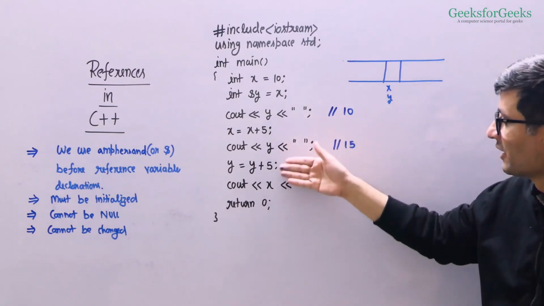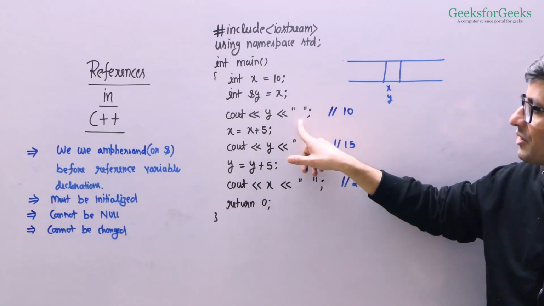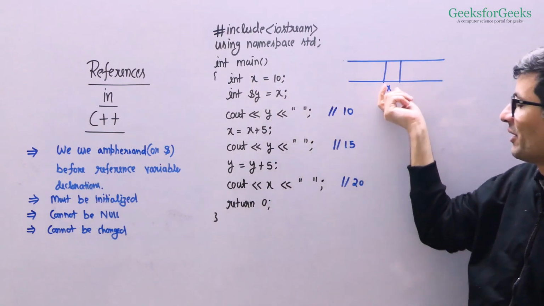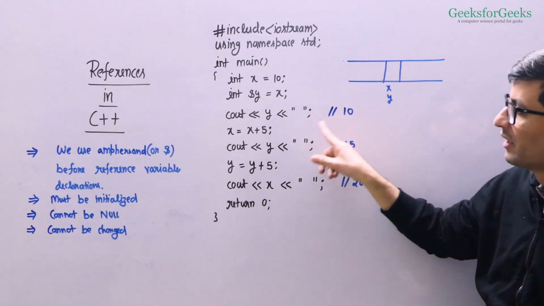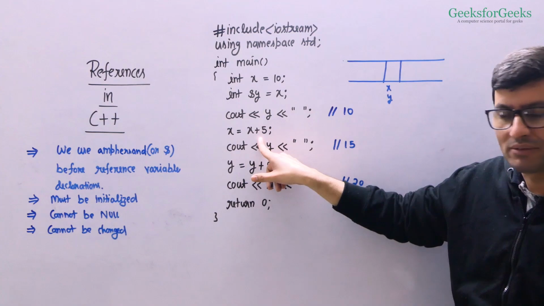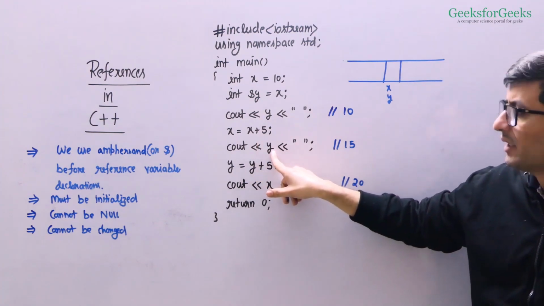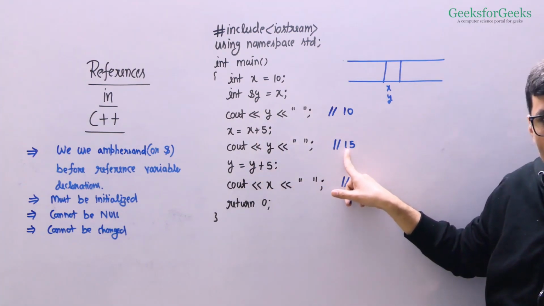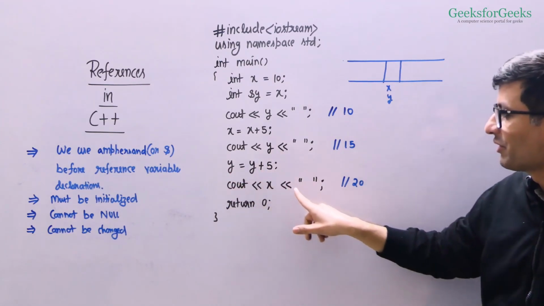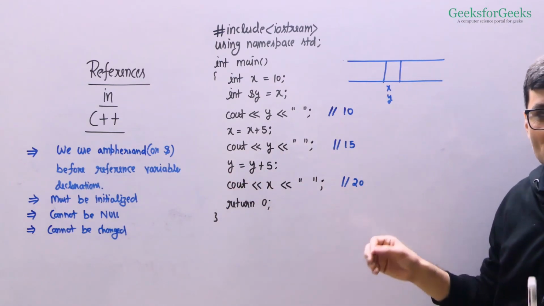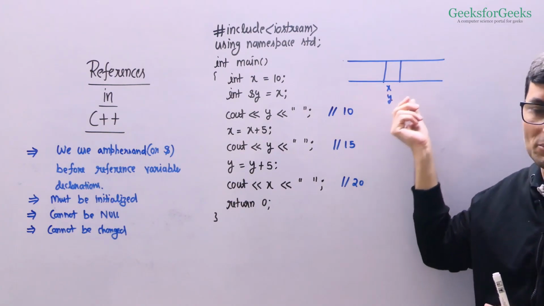I have done this. I have first printed y. So y is the same as x because they are labels to the same memory now. So y is going to give you output 10. Now if I change x to x plus 5 and then print y, you are going to see y as 15. And now if I change y to y plus 5 and then print x, you are going to see x as 20 because they are labels to the same memory.